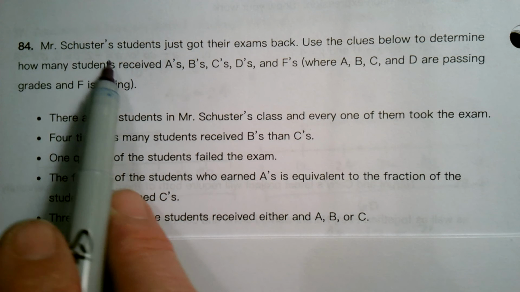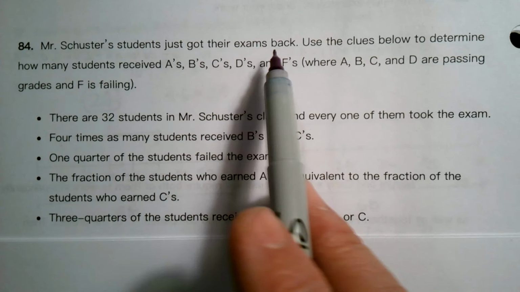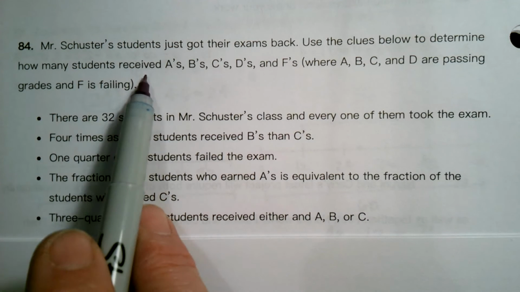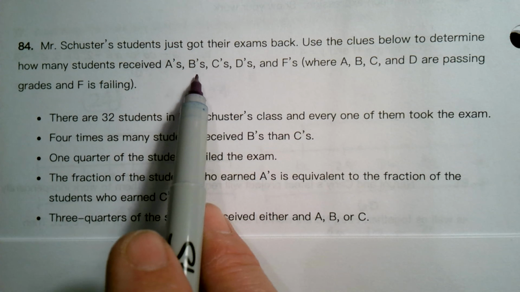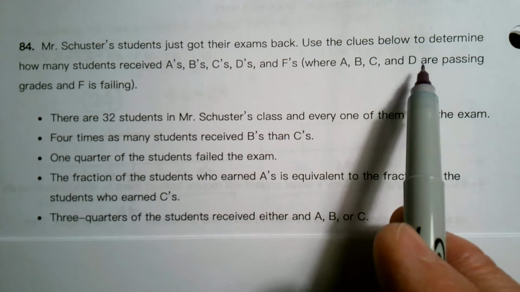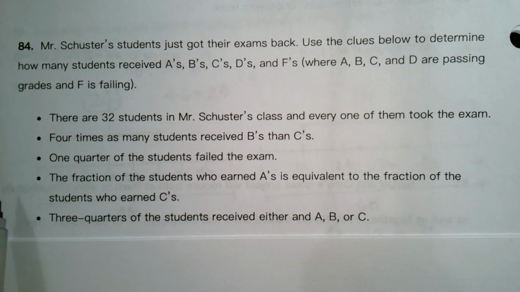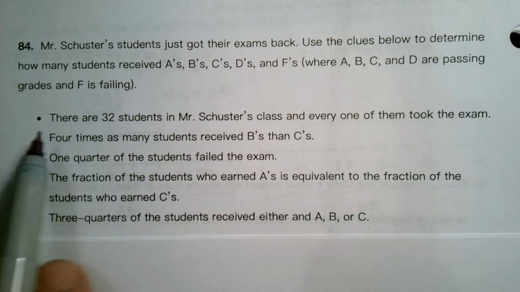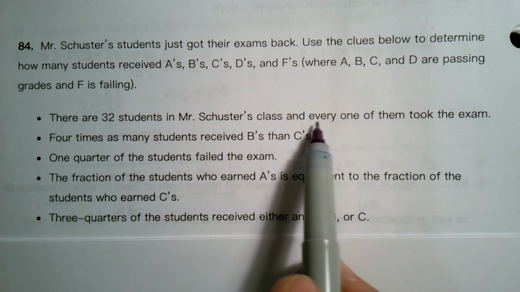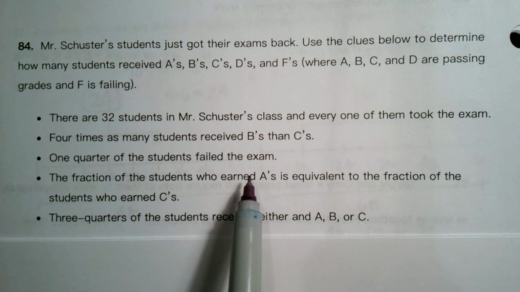Mr. Schuster's students got their exams back. Use the clues below to determine how many students received A's, B's, C's, D's, and F's, where A, B, C, and D are passing grades and F is failing. So that's a little information there. There are 32 students in Mr. Schuster's class, and every one of them took the exam.